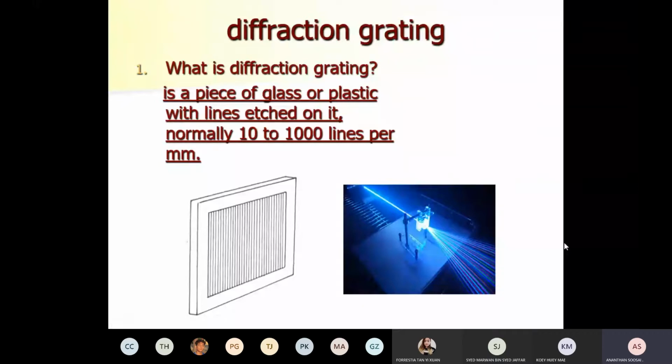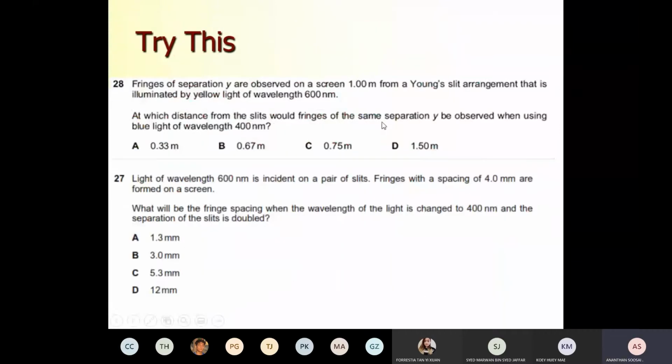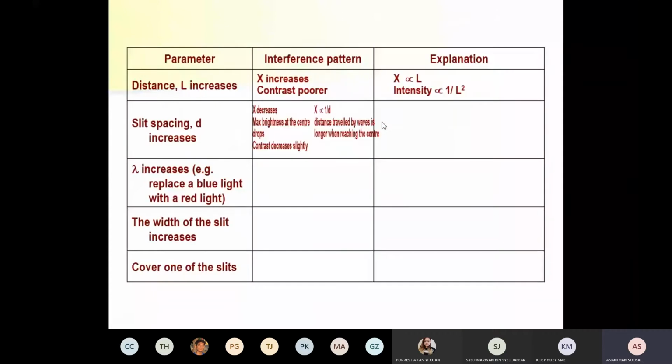Yesterday we learned about the double slit experiment. The double slit experiment has two sources. The light passes through the two sources, is diffracted, then produces interference. The interference produces a pattern. Okay, this is the one we did.